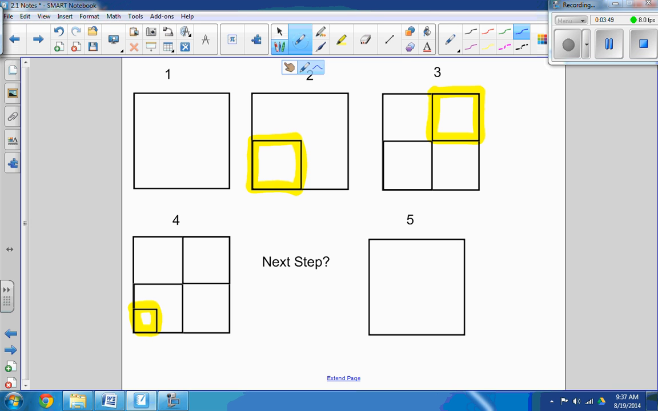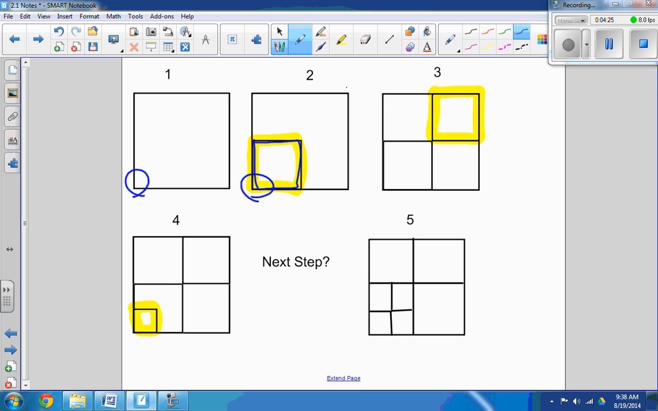So based on what we've seen, this is what step 4 looked like. And here's what I think, based on the data, step 5 will look like. We'll add this square. Now, why do I make this conjecture? Well, if I follow the pattern, in this small corner, I added a square that was a quarter of the original size.